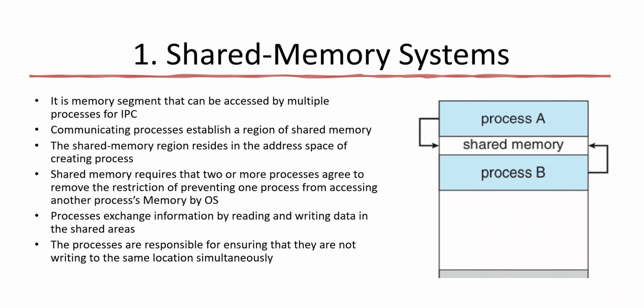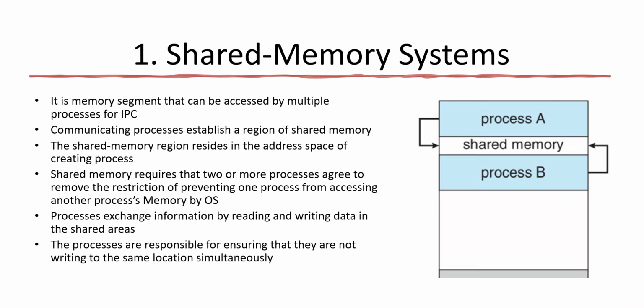Now look at the diagram shown on this slide. We have process A at the top and process B below it. Between them, we have a region called shared memory. Both processes can access this common region. The kernel is shown below the processes.